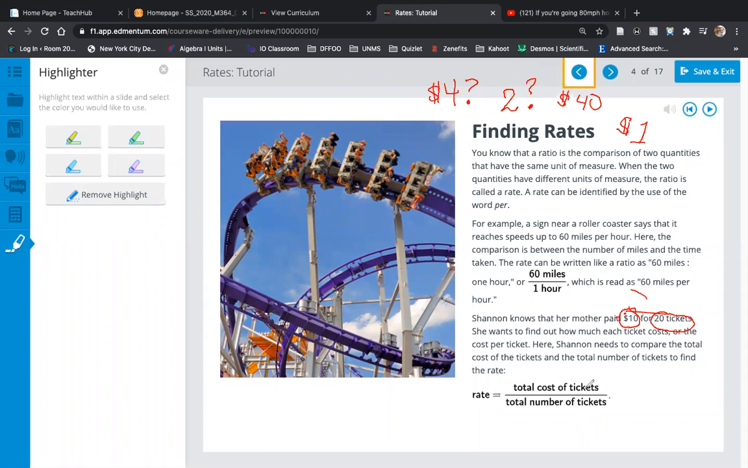All I have to do is figure out how much I spent on the tickets. So they spent $10 on the tickets. Altogether, we bought 20 tickets. So you set up this ratio here and you divide. And yes, that is cheap, right?